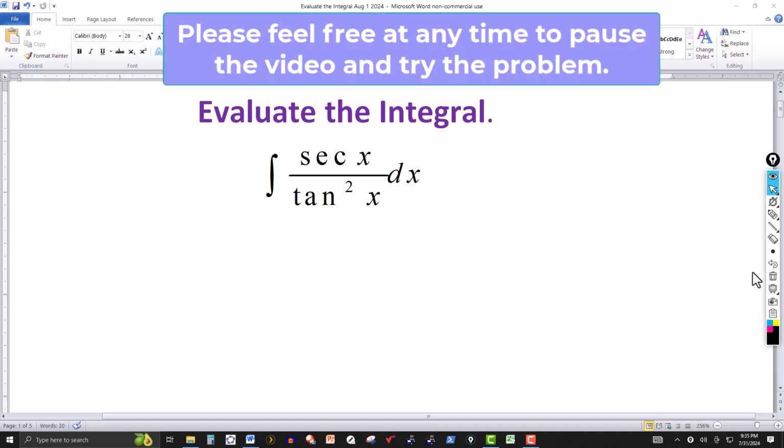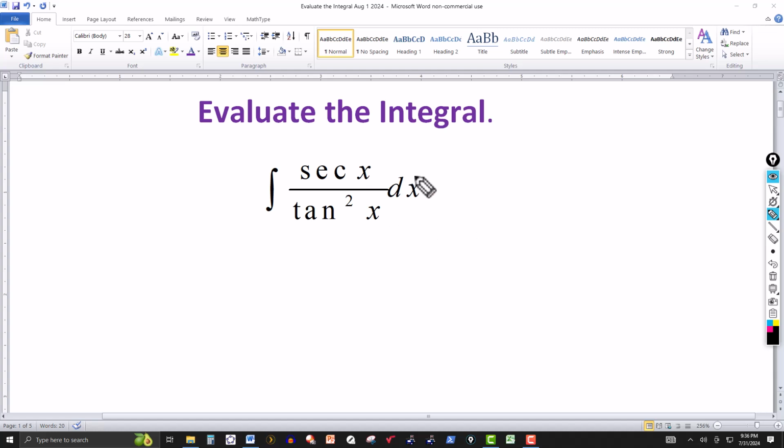In this video, we have the integral of secant of x over tangent squared of x. We want to evaluate this integral. And if you don't see what method to use when you first glance at this, then I would just rewrite it in another form. So note that secant of x is 1 over cosine. They're reciprocals. And tangent and cotangent are reciprocals.